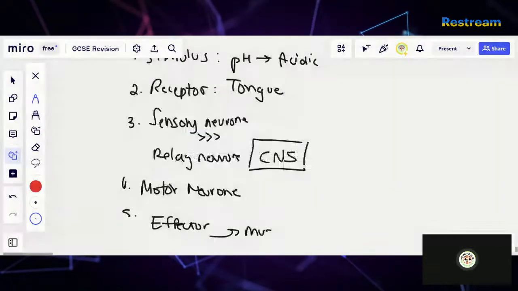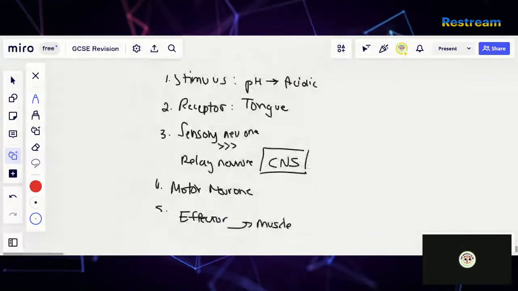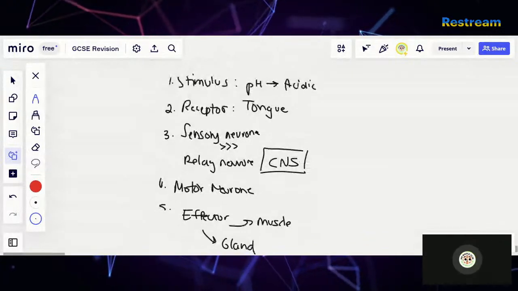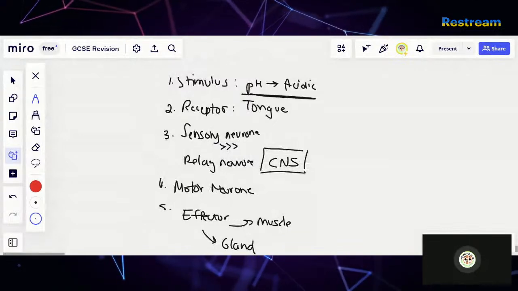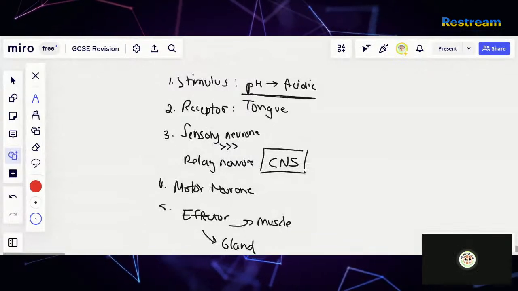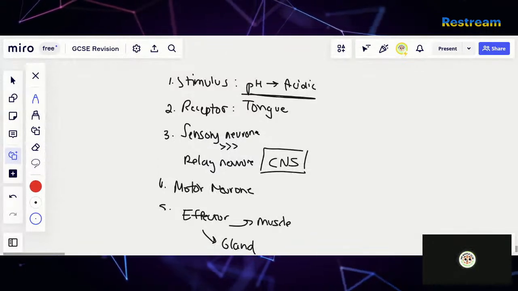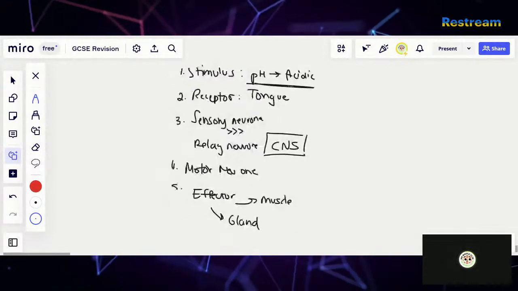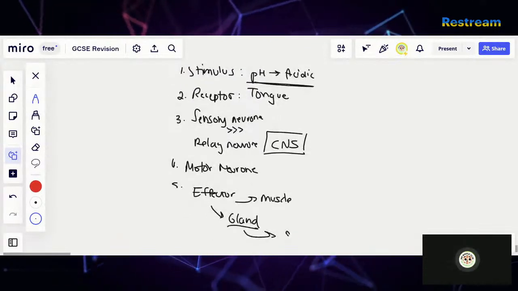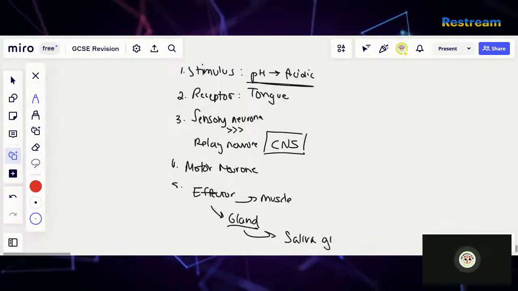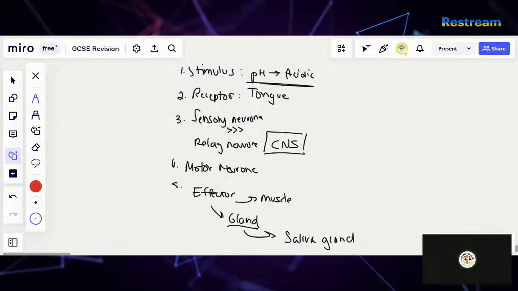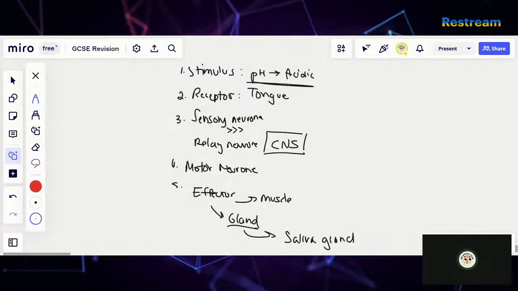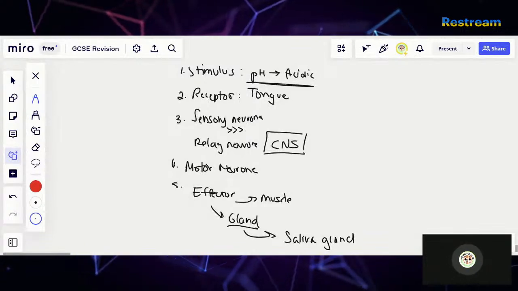The effector can be either a muscle or a gland when we're talking about the reflex arc. In this case, we're trying to balance out the pH change of the acid. Therefore, we need to release a chemical. The gland in particular is mentioned in the question. It goes to the salivary gland. The salivary gland releases saliva, and this then neutralizes the acid, which is the reason why it damages the teeth.